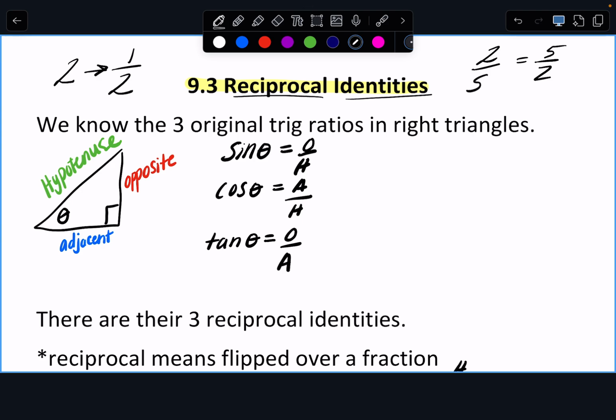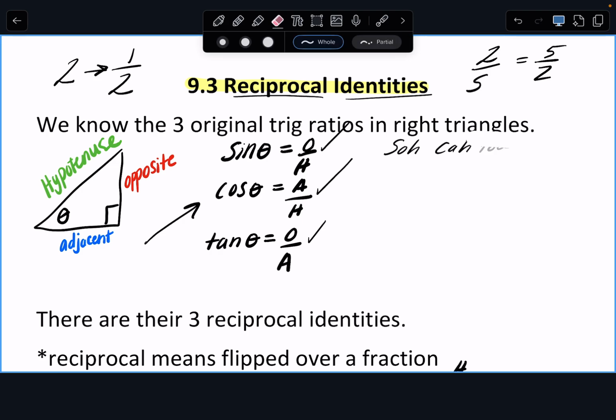Okay, so here are what I call the original trig ratios. They're sine of theta, cosine of theta, tangent of theta. Sine is opposite over hypotenuse, cosine is adjacent over hypotenuse, and tangent is opposite over adjacent. We memorize it however we want. It's SOHCAHTOA if you like that. Today we're going to be learning reciprocal, not inverse. There's a difference. Reciprocal ratios.